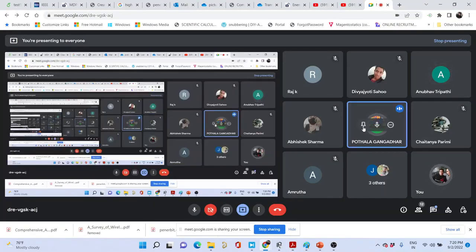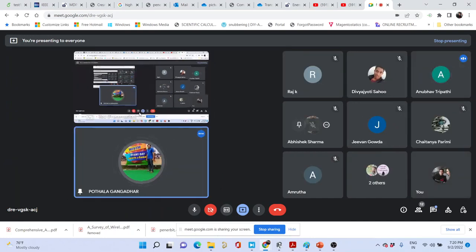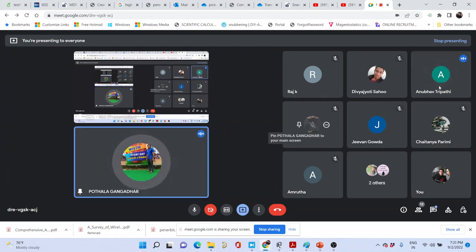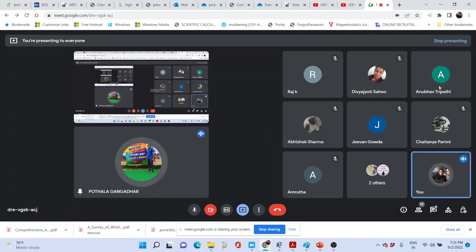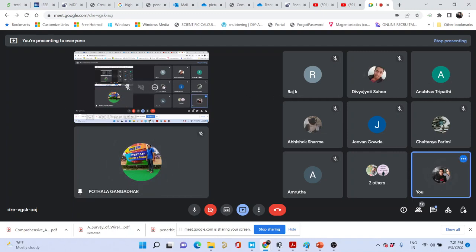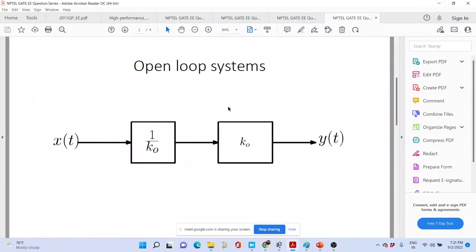Yes, Anubhav, I am listening. Sir, feedback is to check our output constantly and adjust our input accordingly so as to control the output. Yes, so we use feedback to check our output continuously and change the input accordingly so as to get the desired output.